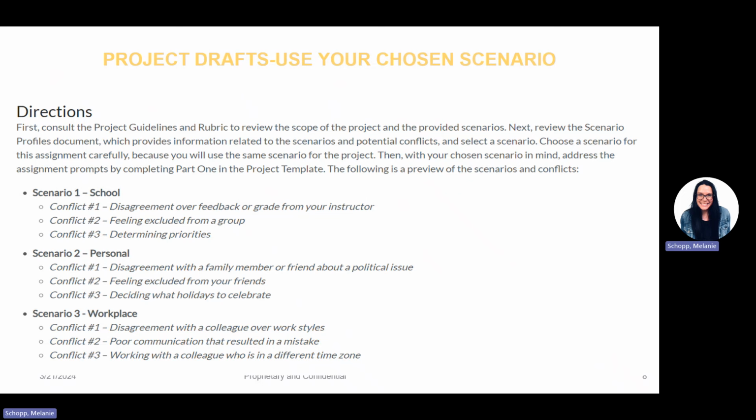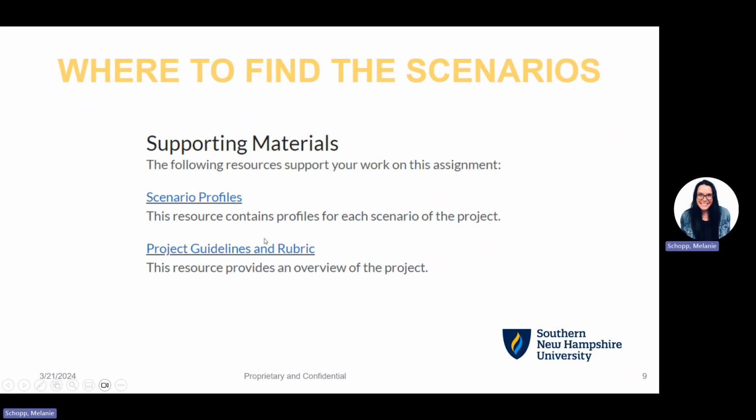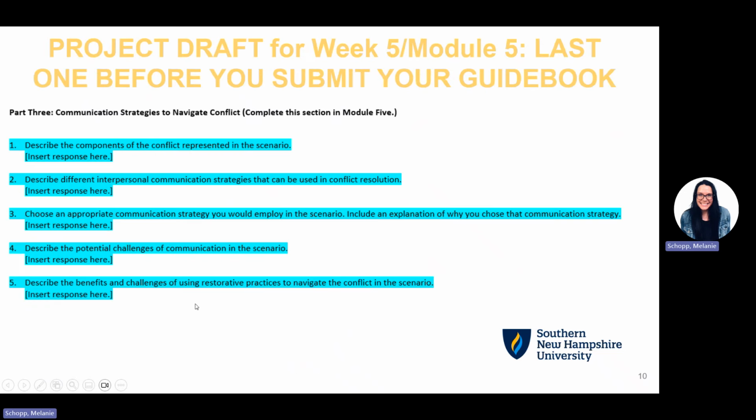But what you're going to do this week in Module 5 is look at the conflicts that were listed. So for example, under the school scenario, conflict 1 is a disagreement over feedback or grade from an instructor. Conflict 2, feeling excluded from a group, and conflict 3 is determining priorities. So you want to pick one of those in addition to your scenario overview, and that is how you want to answer the questions here for Module 5. As a reminder, if you need a deep dive, more information about those scenarios and the conflicts, click underneath supporting materials on scenario profiles.